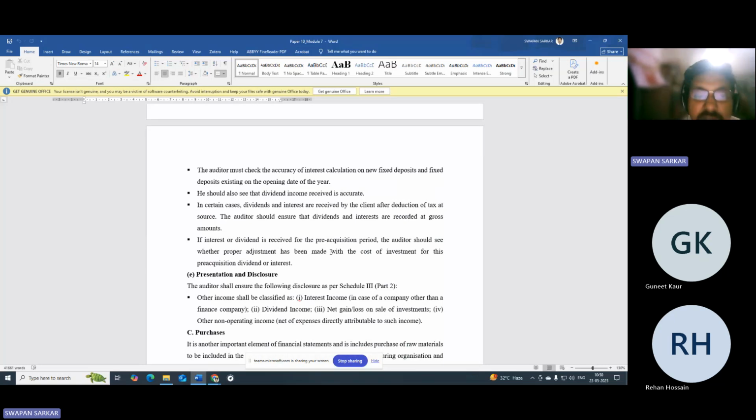Presentation and disclosure. The auditor shall ensure the following disclosure as per Schedule 3, Part 2. Other income shall be classified as interest income, dividend income, net gain or loss, other non-operating income, etc. In case of a company other than a finance company, this particular presentation and disclosure is also to be done.